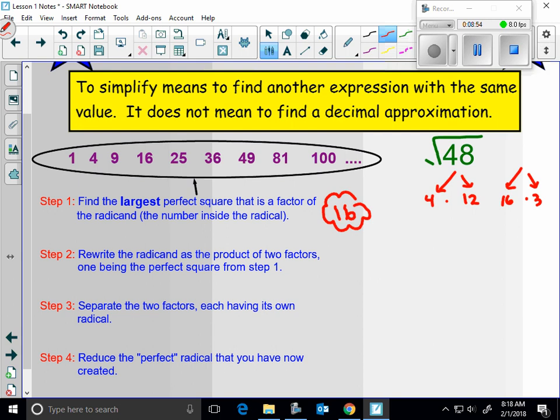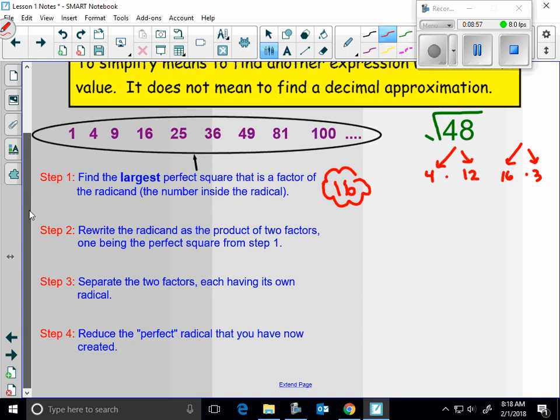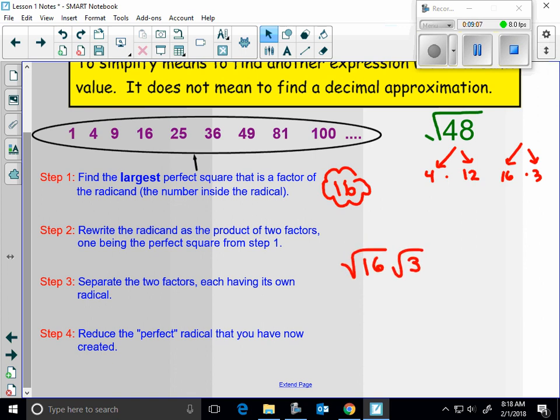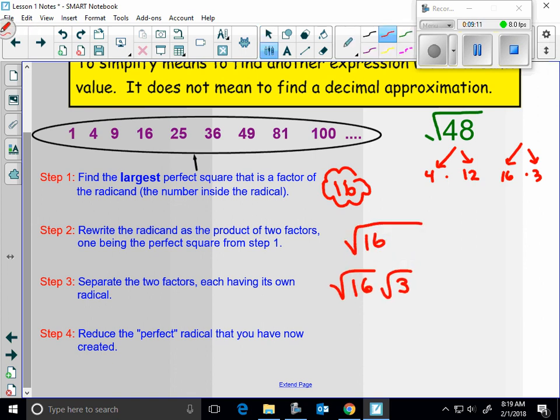Step 2, rewrite the radicand as the product of two numbers. I just figured out I want 16 and I want 3. Well, I guess that's step 3. I guess that would be step 2, because we're very particular. Then I split it, and now I reduce it. 4 root 3. Good?